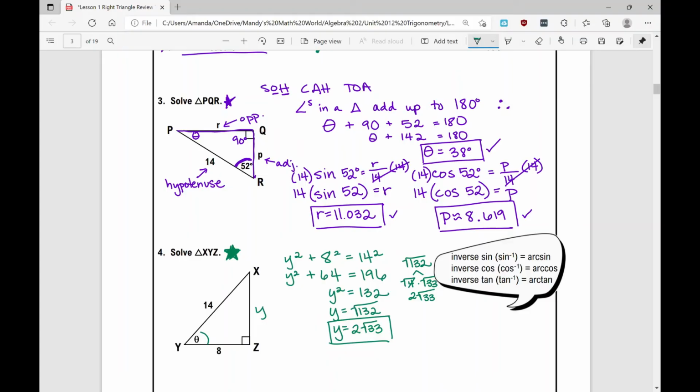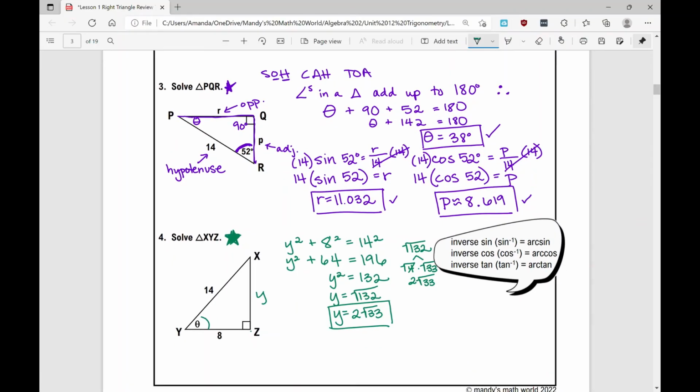I could really use any trig function. I could use sine, cosine, or tangent. I just need to make sure that I write the ratio of the sides correctly. Relative to this angle measure right here, I know that y over here is opposite. This 8 right here is adjacent, and then the hypotenuse has a length of 14. I'm going to use cosine just because.